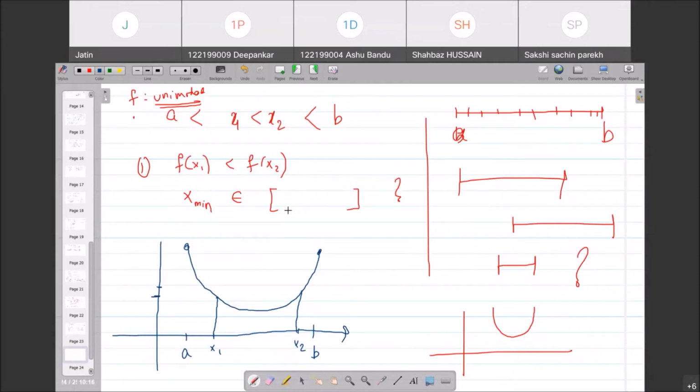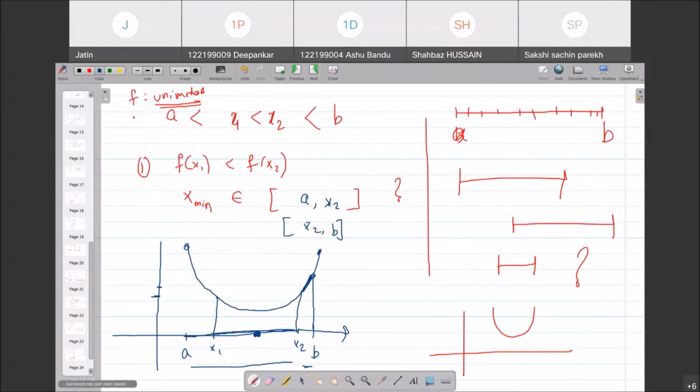So what do you think? In what interval will the minimum value of x lie? Tell me the general interval. Will it lie in the interval a comma x2, or in the interval x2 comma b? In which interval will my function have the minimum value? x2. Correct, because from x2 to b you can see this is the value, but somewhere from the graph we know that the minimum will be here. So obviously it will be in the interval a to x2.